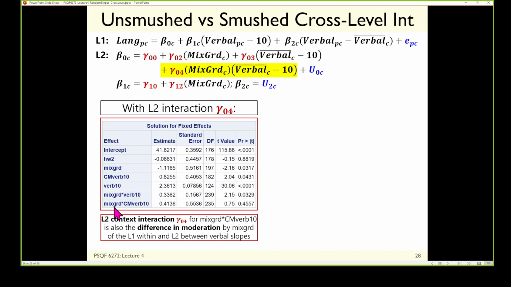Now the other interaction goes with the contextual effect here. So cluster mean verbal centered at 10 has a slope that is also significant, 0.83. Anyone feeling brave want to try that in a sentence? 0.83, that's the number we're focusing on here.